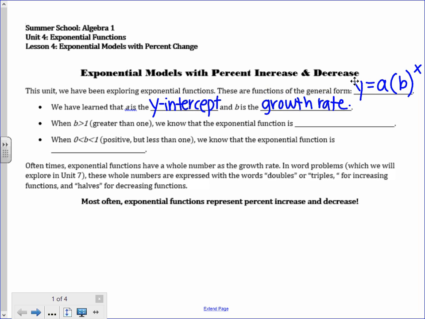When the growth rate is bigger than 1, we call the exponential function increasing. This is all review topics here. And when b is less than 1, it's still positive, but it's smaller than 1, we know that that exponential function is going to be decreasing.